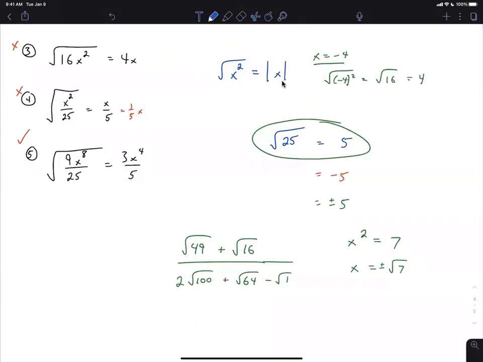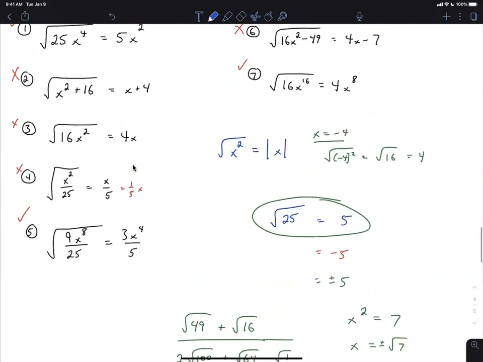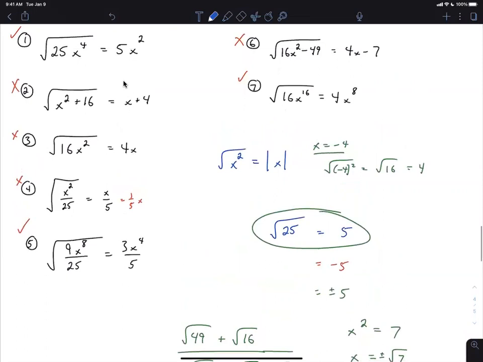Now, that means that this is technically wrong because we don't know whether x is positive or negative. If x is positive, this is right. But if x is negative, it should be the absolute value of 4x. Does that make sense? And same deal here. Why does it not matter on 5 and 1? So this should be the absolute value of x, and this should be the absolute value of x over 5.